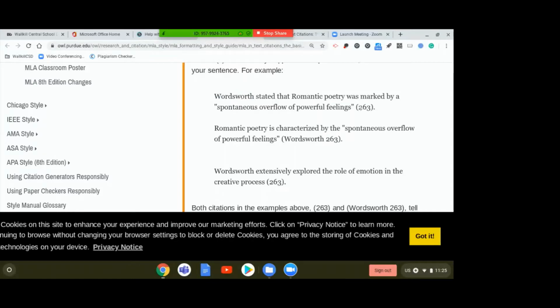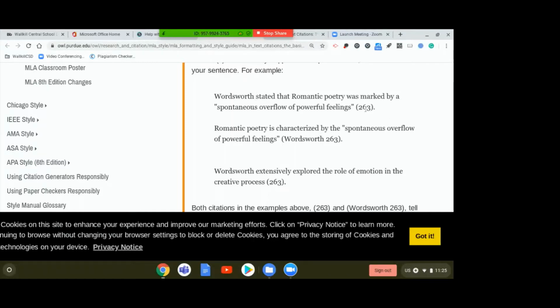I don't need it here. Second example, I don't have his name in the sentence, so I need it in the citation. See the difference? So again, this one, because his name is in the sentence, I just need the page number at the end. All right, technically MLA does not want you to put the page number in the sentence. So please don't do that.